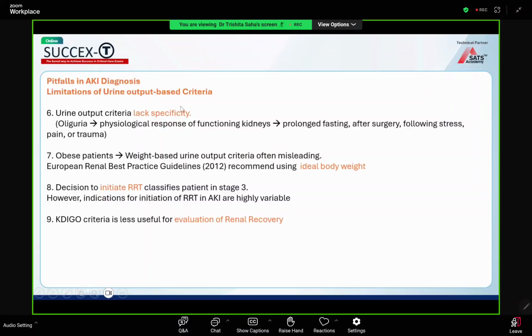Then there are limitations of the urine output based criteria also. Urine output criteria lacks specificity. In obese patients, weight-based urine output criteria is often misleading. European renal best practice guidelines recommend using ideal body weight. Decision to initiate RRT classifies the patient as stage 3. However, there are some emergent indications of RRT in AKI, which are variable. KDIGO criteria is less useful for evaluation of renal recovery.